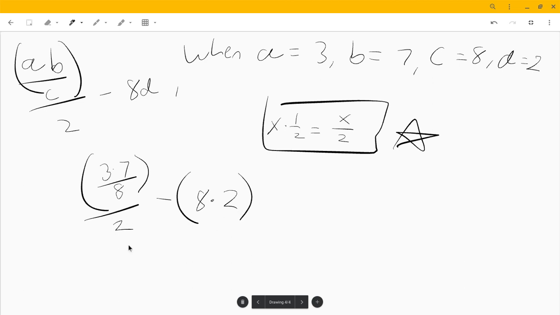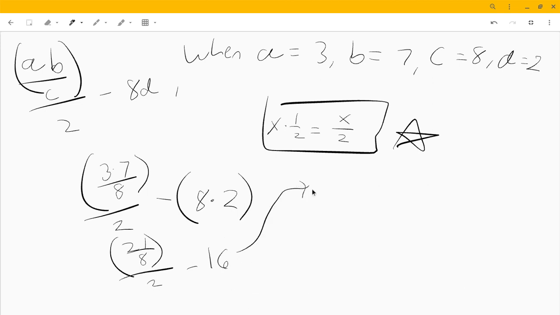So you're left with 3 times 7. What is that? That's just 21, right? So you're left with 21 divided by 8, over 2. So minus, what's 8 times 2? It's just 16. Sorry, pen goofed up. 21 divided by 8. Divide that by 2.